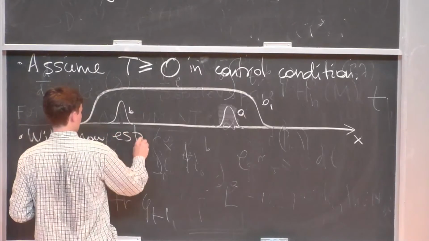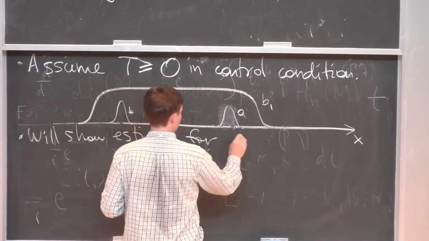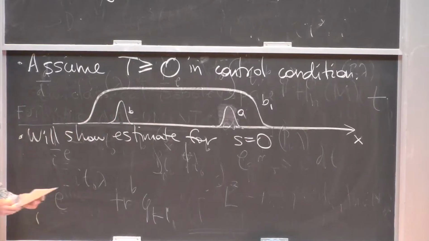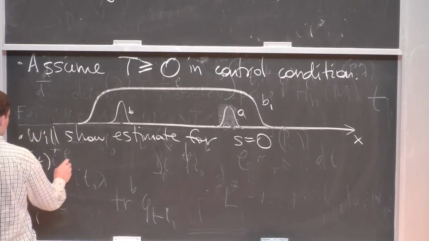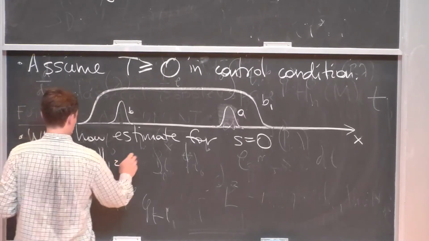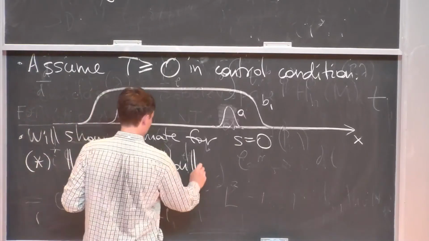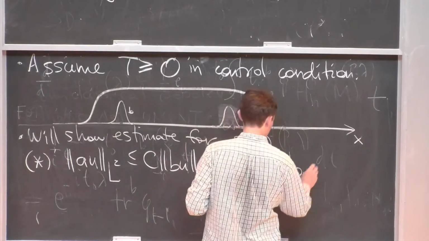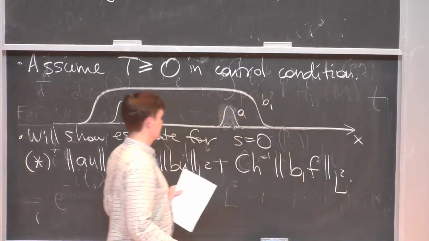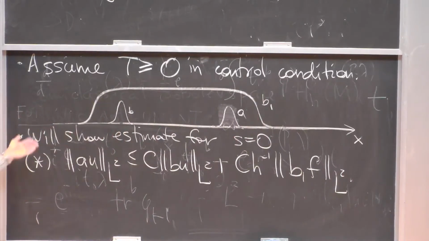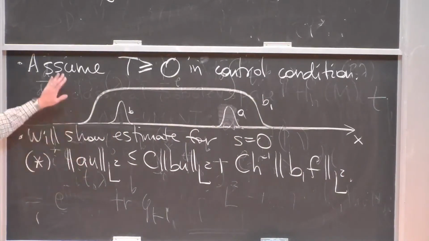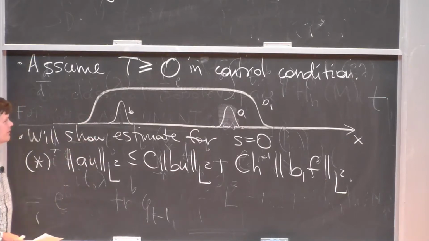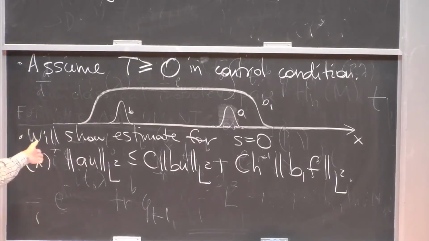And what I'll show is an estimate for s equals 0. For s equals 0, all these fancy Sobolev spaces are just L2. And so the estimate will be like this. I'll call it star prime. The norm of AU in L2 is bounded by a constant times the norm of BU in L2 plus a constant times the H inverse norm of B1F in L2. And there's no remainder. This setting is so nice that there is no remainder. So I'll have to address that fact at some point. But that's the estimate.